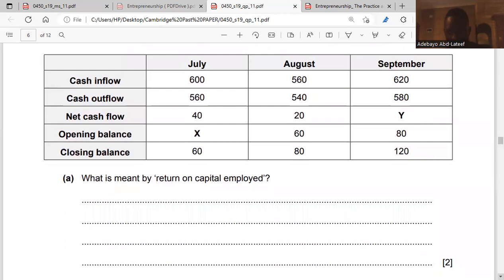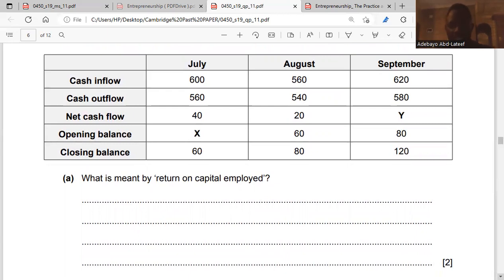The third one said Y. For Y, we need to find Y, the net cash flow. And remember I said it's the cash inflow subtracted from the outflow. This is it. Okay. Cash outflow minus cash inflow will give you a net cash flow. So that's 620 minus 580.